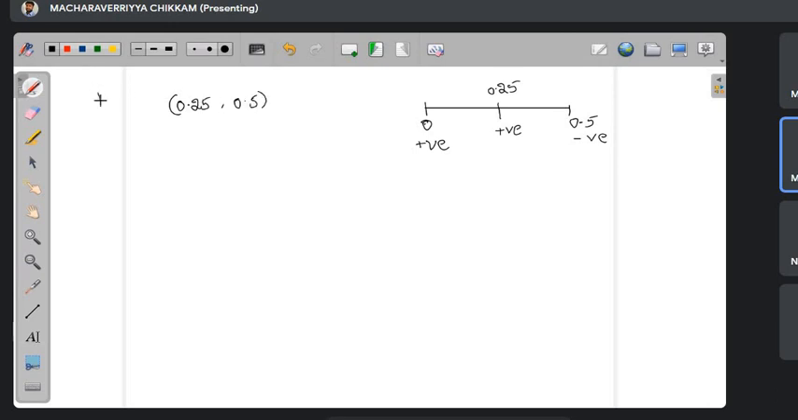Now what we can say is the root of f(x) lies in [0.25, 0.5]. Now you can get the next approximation. You take the midpoint of this, let me take it as x2. Now x2 equals (0.25 + 0.5) / 2. What is it? 0.375.